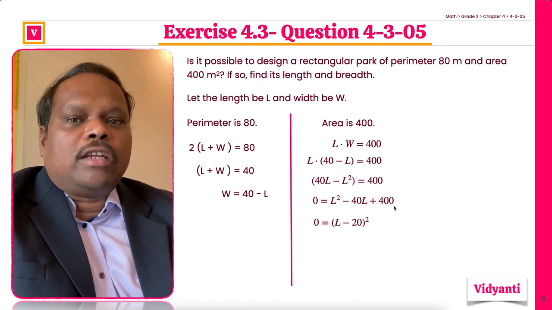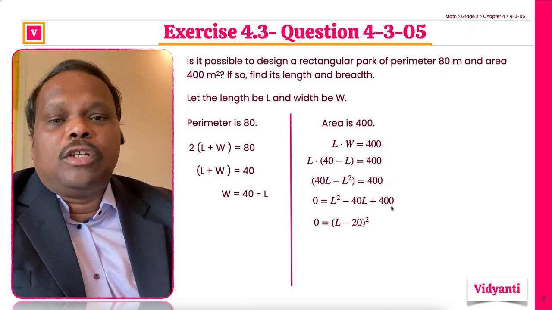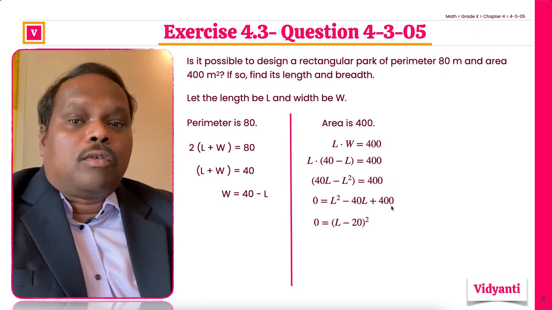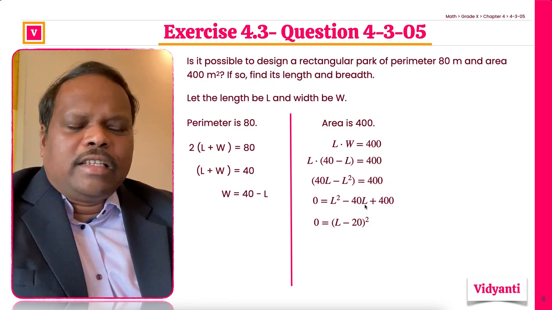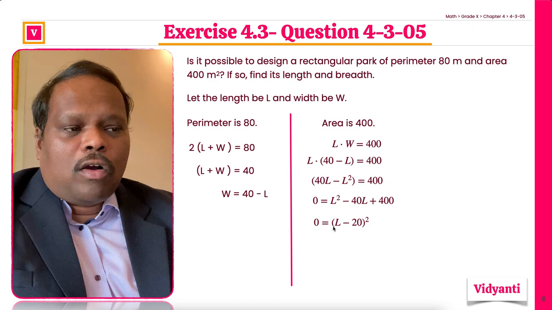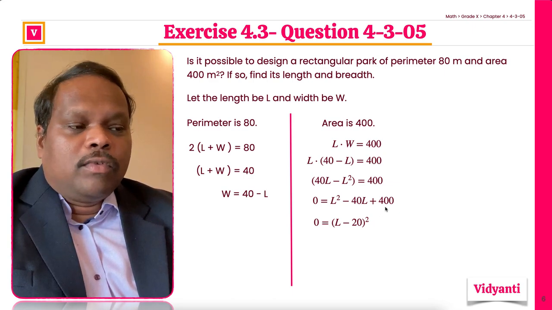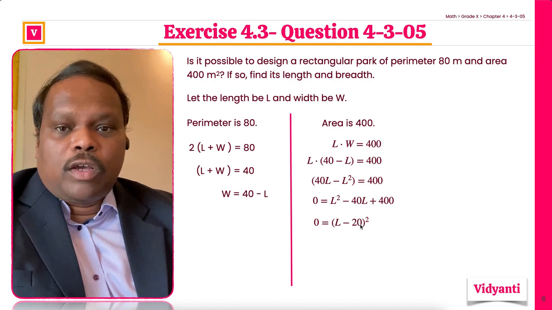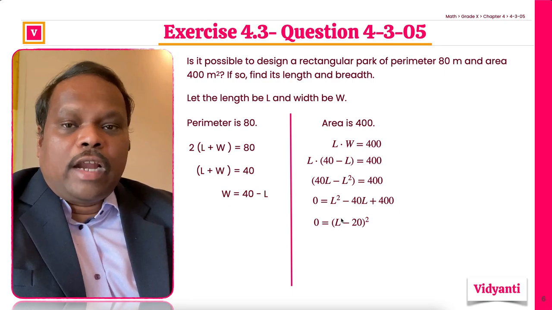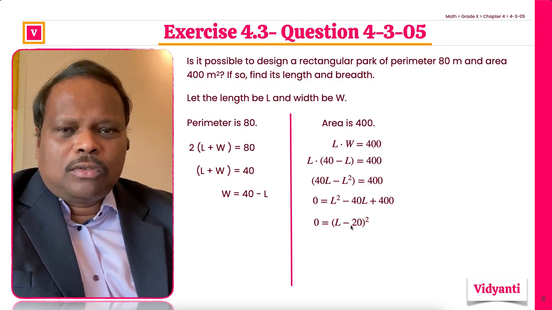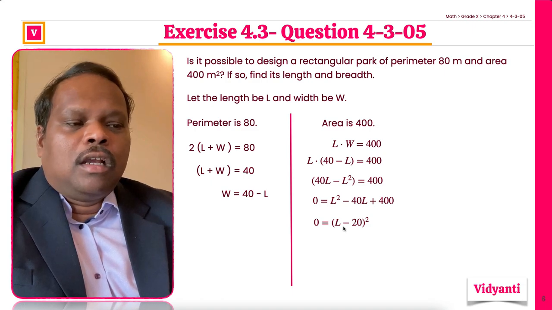Now we can actually factorize this one. We can actually use the quadratic formula. But I realize that this is a perfect square of (L minus 20) the whole bracket square. How did I realize that? Well, this 400 is the square of 20, and this 40 is twice the product of 20 and L. So in that case, this is a perfect square.